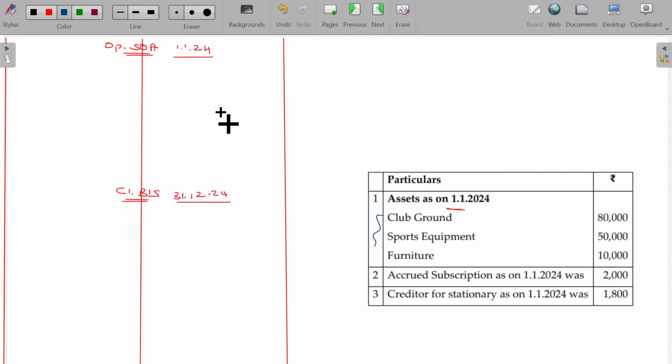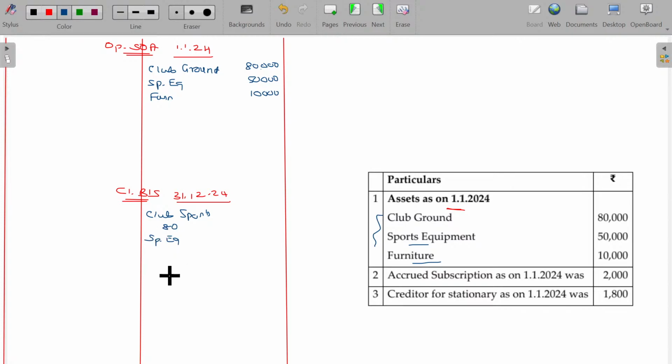So we have been given these three assets here. Club ground, the value being 80,000. Sports equipment, 50,000 rupees. Furniture, 10,000 rupees. These should be posted twice. So here, club ground, inner column 80,000. There may be purchases, depreciation, sale. You have to adjust all those things. So I put the value in the inner column.